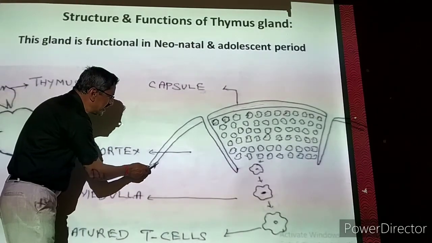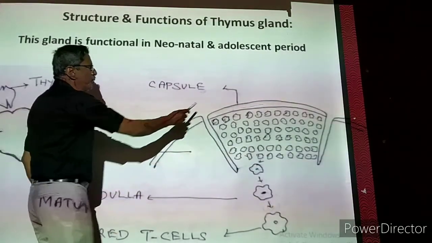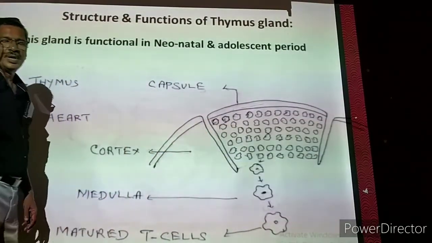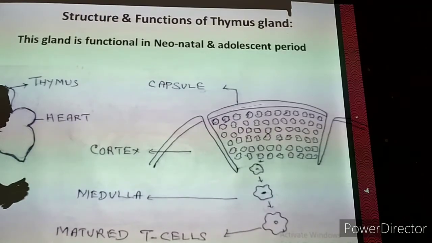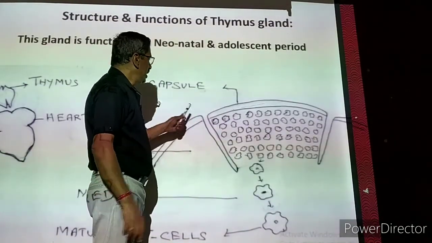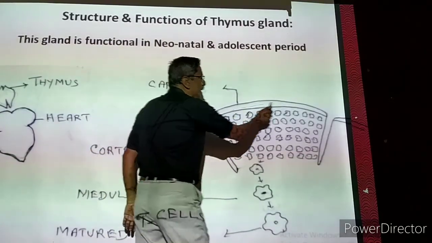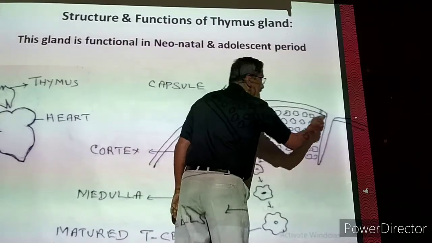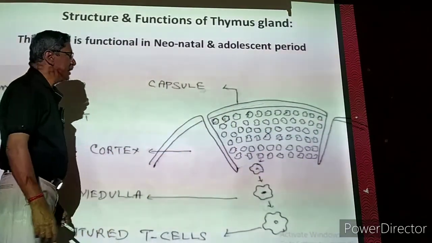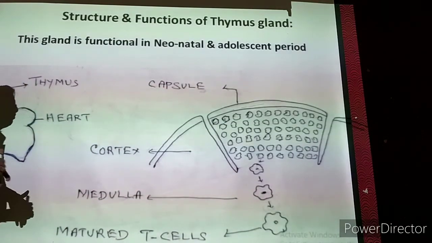Outside the surface of the gland there is a protective covering. The protective covering of the gland is called a capsule. For most organs there will be a protective covering. This is the capsule of the thymus gland. The capsule folds inward at certain places, going deeper and penetrating into the gland. Each fold is called a crista.